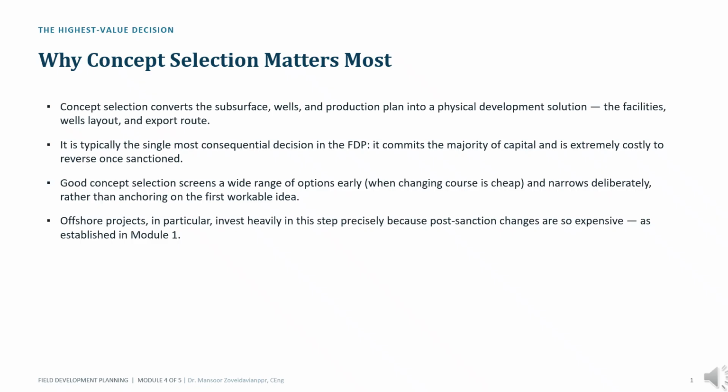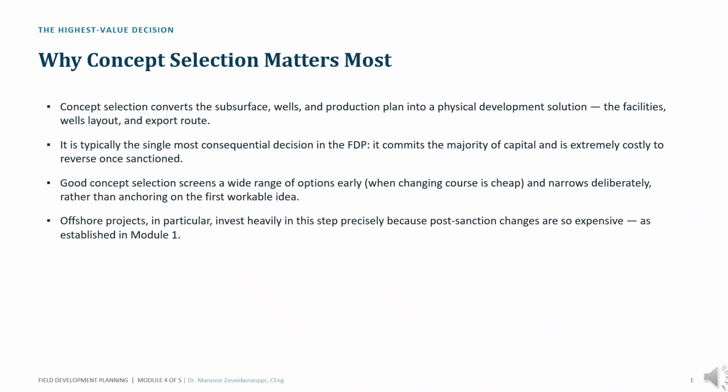Concept selection is where planning becomes reality. At this stage, the subsurface model and wells plan are translated into physical infrastructure, facilities, export routes, and field layouts. This is often considered the highest value decision in the FDP because it commits most of the project's capital and is extremely difficult to reverse after sanction.